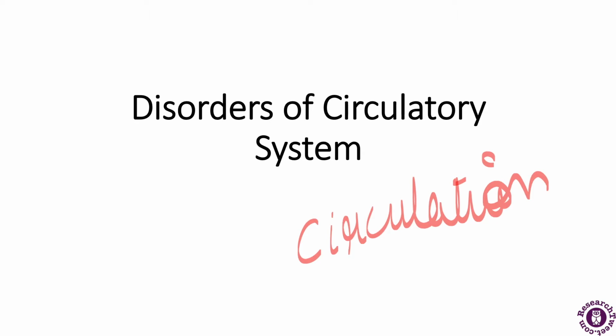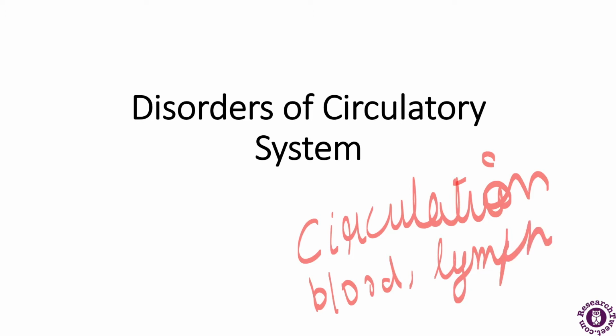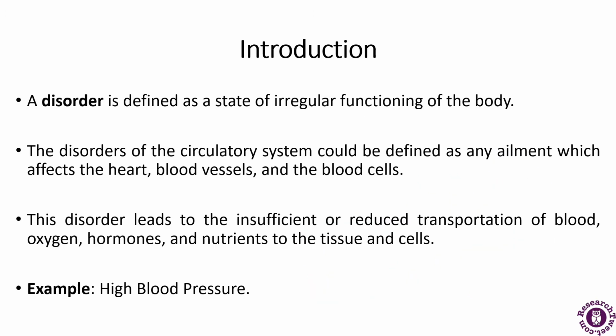The circulatory system consists of many parts. And what are the parts? It can be blood, lymphatic vessels, lymph, and various glands. Now the disorders of the circulatory system. Let's start with the first slide: what is a disorder? A disorder is defined as a state of irregular functioning of the body.